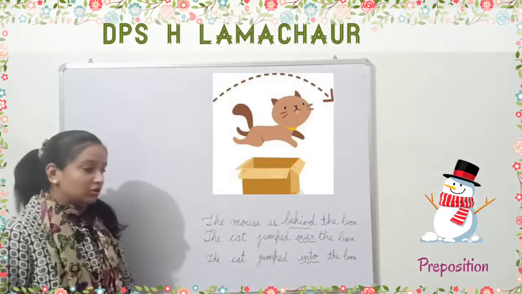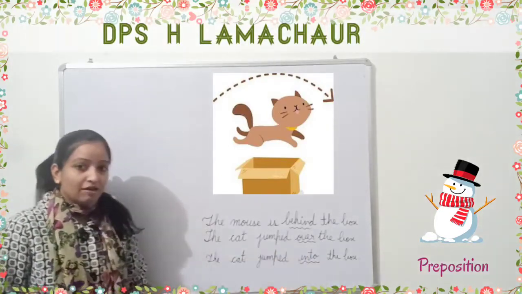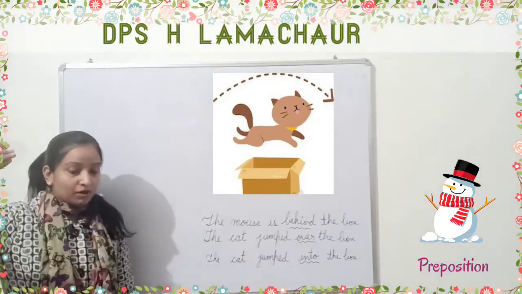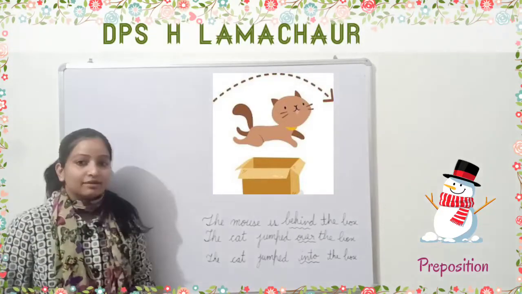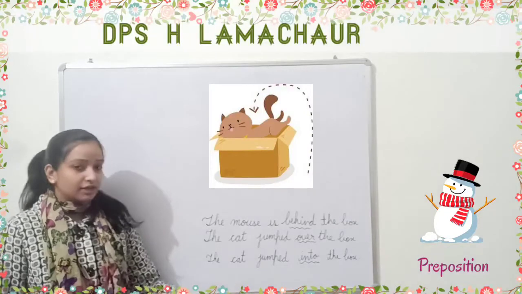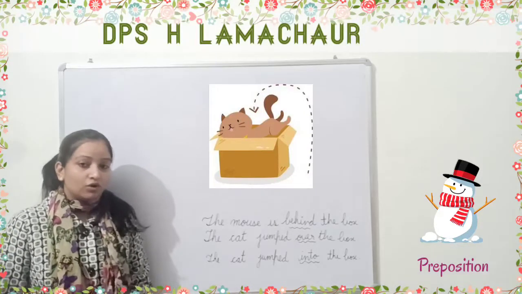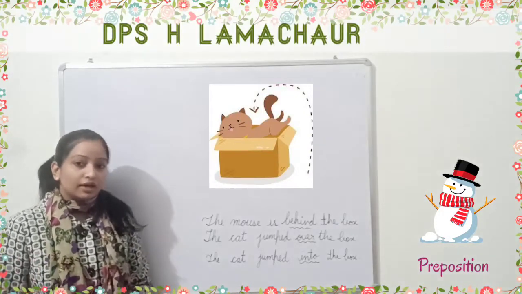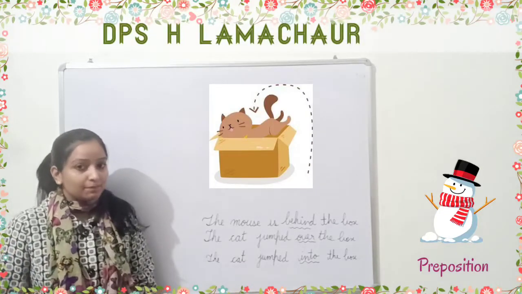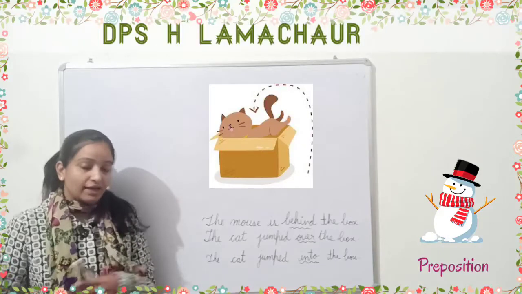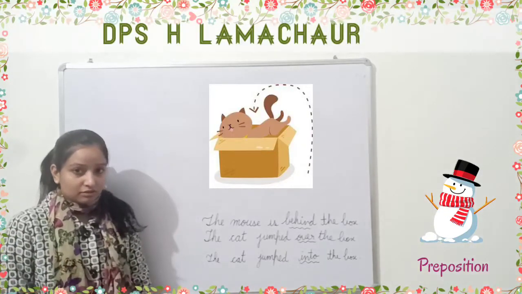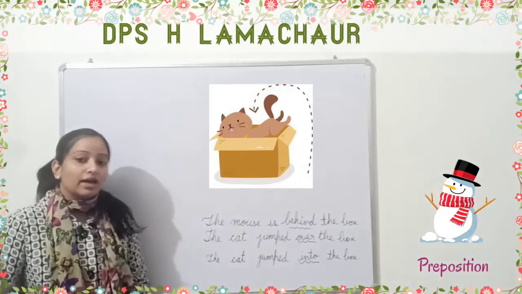In such cases, we use over, when something is above something else and there is a movement involved. The cat jumped into the box. We all know that we use into when something or somebody comes from outside to inside. So then we use into.